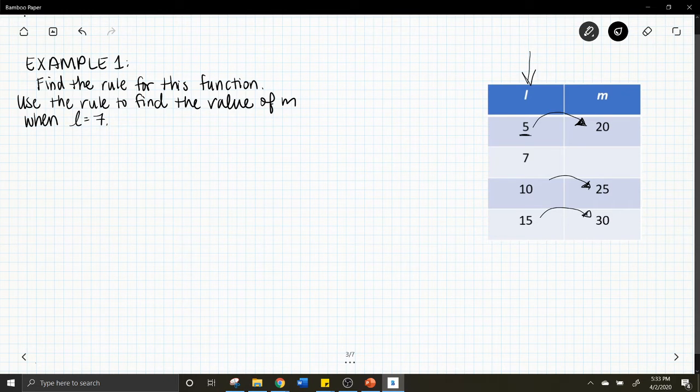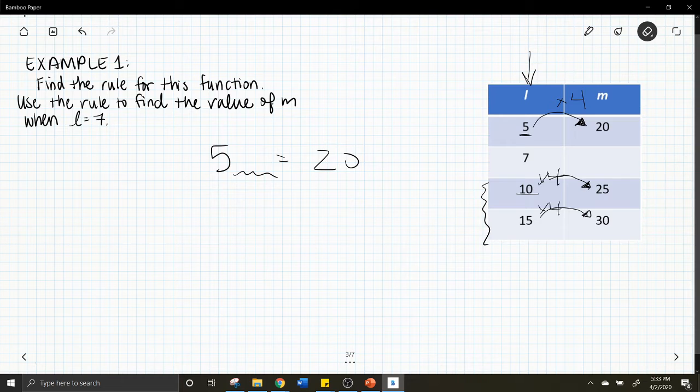Okay? So how do we get from 5 to 20? What are we doing to 5? Now you might say, if I multiply 5 times 4, I'll get to 20. And that's true. But does that work with the rest of your table? Is 10 times 4 25? Is 15 times 4 30? No, so we might have to think again. What else do you do to get from 5 to 20? And hopefully you'd come up with, you could also just add 15. See if that works to get from 10 to 25. What do we do? We add 15. To get from 15 to 30, we add 15.